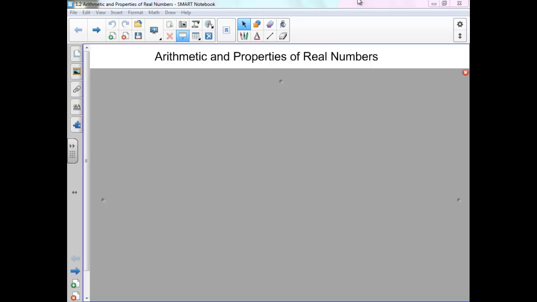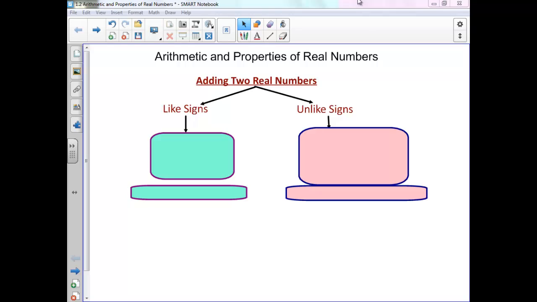Alright, so today is arithmetic and properties of real numbers. We're going to start by talking about what happens when we add two real numbers. First off, what happens when we have like signs. And what this means is they're either both positive or they're both negative.